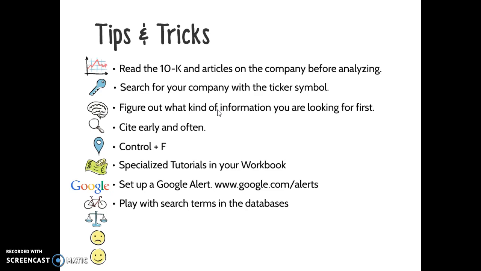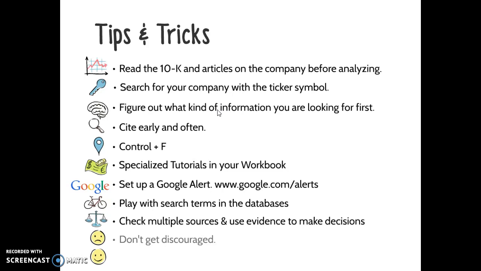For instance, if you are looking for information about King's Dominion, maybe, you might find some information about King's Dominion, but then you're probably also going to want to look for amusement parks and that sort of thing. And then you may also find, when you look for amusement parks, you may find things about King's Dominion, but you may also find things about their competitors and things like that. Check multiple sources. Use evidence to make decisions, please.